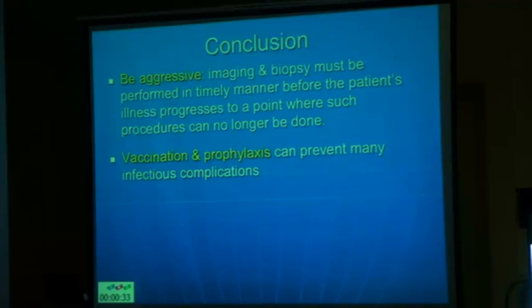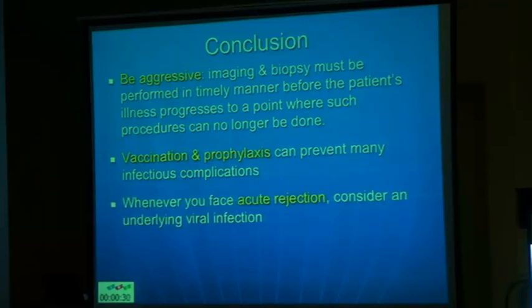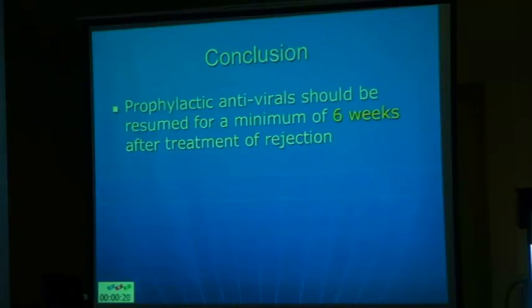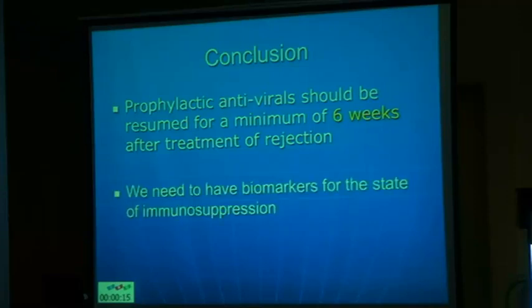Vaccination and prophylaxis can prevent many infectious complications, and whenever you face acute rejection, please consider an underlying viral infection. Antibiotic prophylaxis needs to be resumed following treatment of rejection, and prophylactic antivirals should be resumed for a minimum of 6 weeks after treatment of rejection. And we need to have biomarkers for the state of immunosuppression.